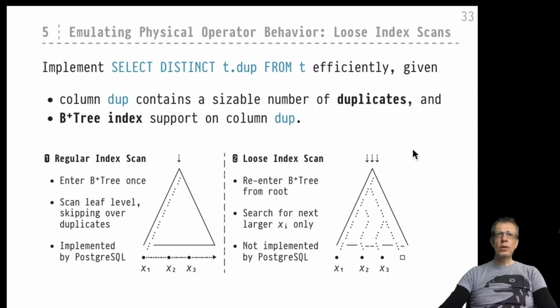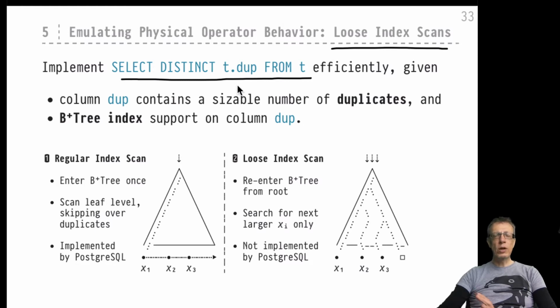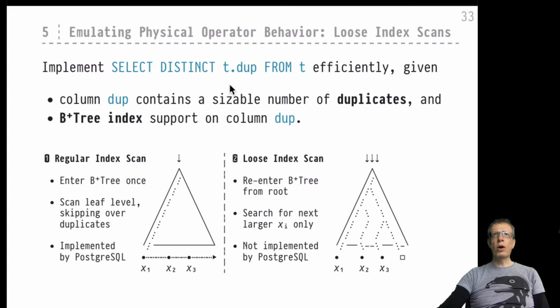That particular operator, the so-called loose index scan, is very useful if you need to evaluate queries of this particular kind. You're scanning the rows in some table T and you want to remove all the duplicates. In column t.dup, we expect a fair number of duplicate values. We want to remove almost all of them and only keep the unique t.dup values in table T and output these to the application or to the user. So it's about duplicate removal.